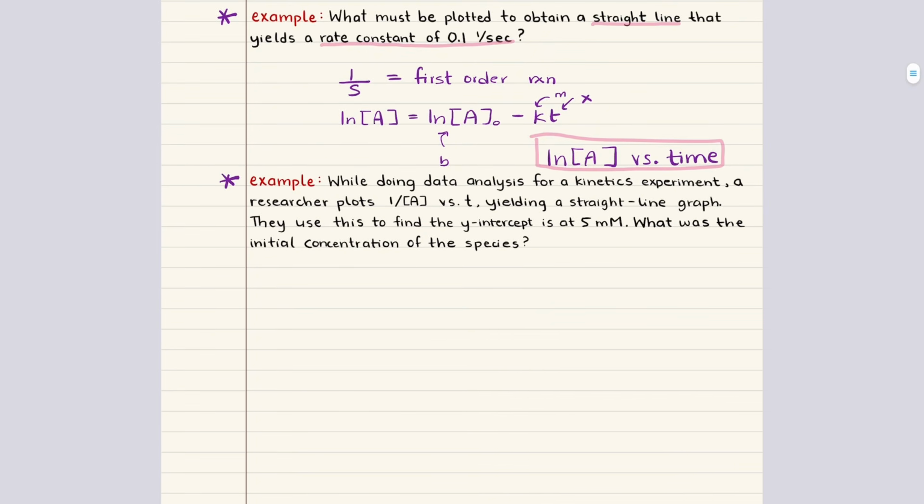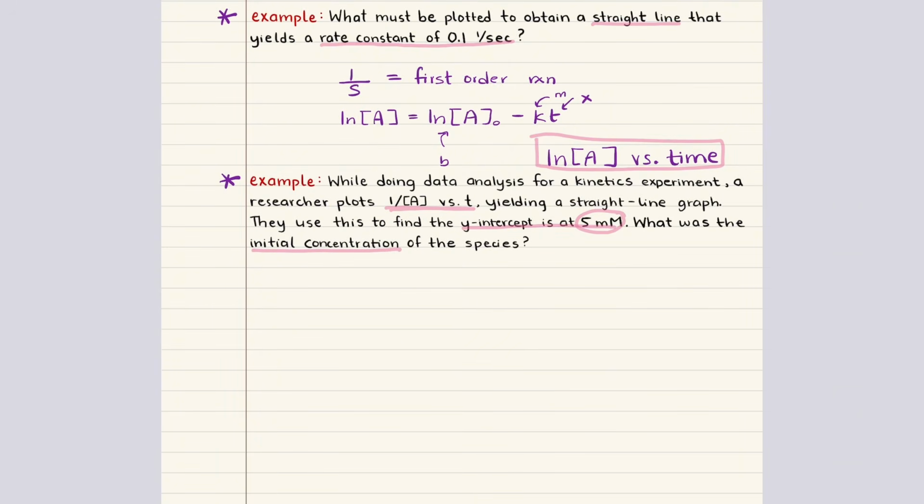Now let's look at the second example here. A researcher plots 1 divided by the concentration of A versus time and obtains a straight line. They observe that the y-intercept is 5 millimolar. What was the initial concentration of the species?